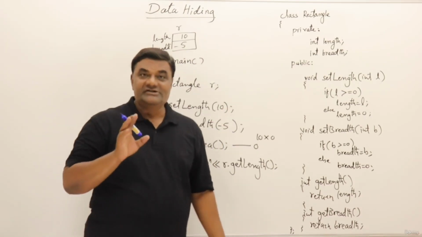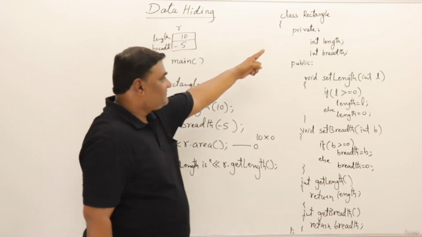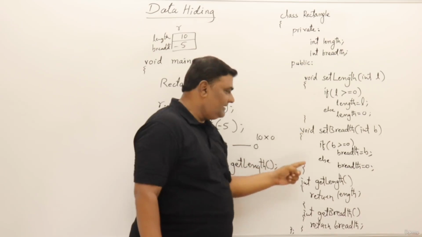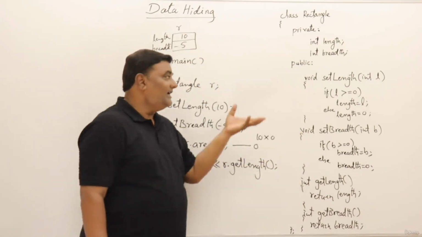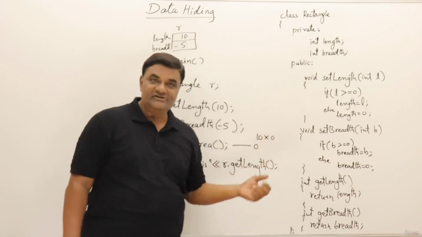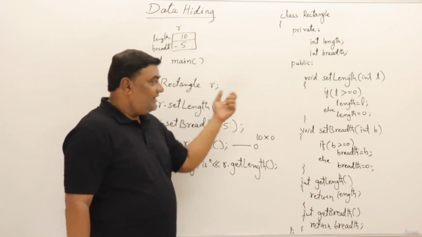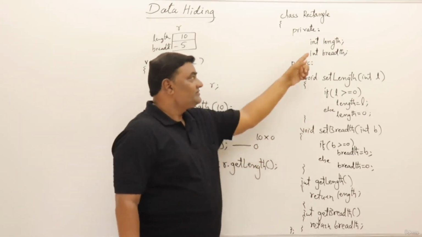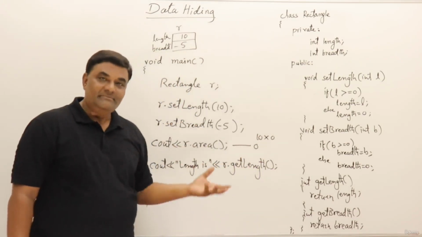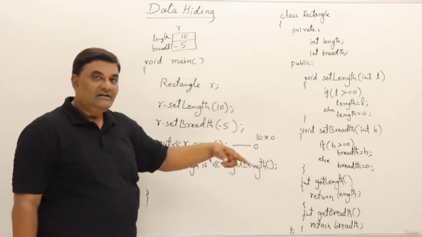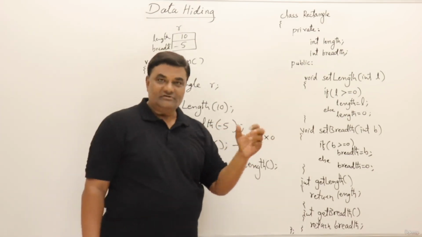So finally we have achieved data hiding. We made the data private and made the functions public. And because we were unable to access the data, we have provided some validating functions, or intelligent functions, which will take the valid data and assign it to those data members. If it is invalid, then they will decide some data and assign it, right? Or else you can make them give a message also.